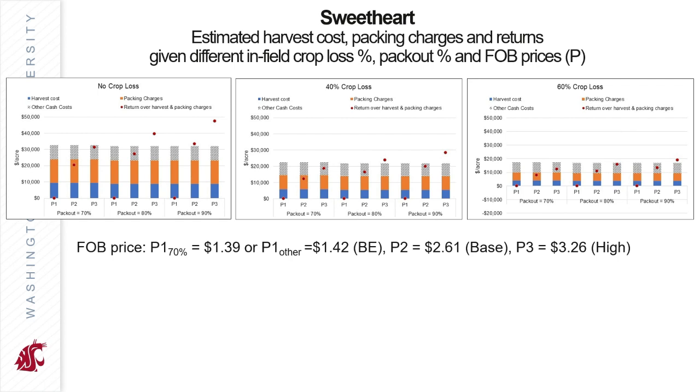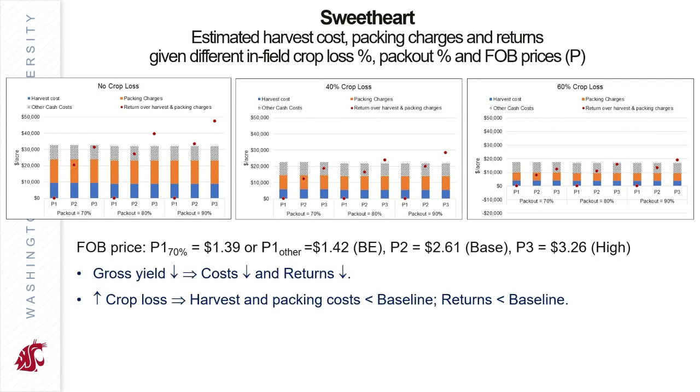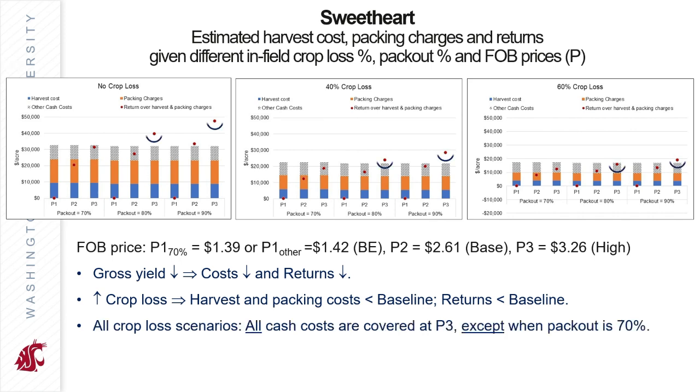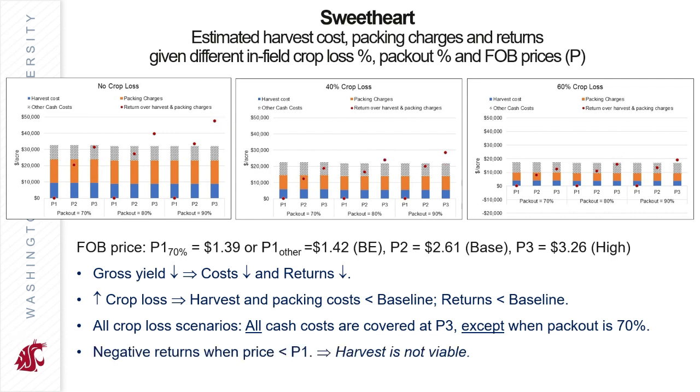We conducted the same for sweetheart cherries, same results as in Chelan and Bing. I'll just make a note here of one of the differences from the others. In all crop loss scenarios, we find that all cash costs are covered when price is high, except when pack out is 70%. And same thing, when price is lower than break even, it is not viable to harvest.